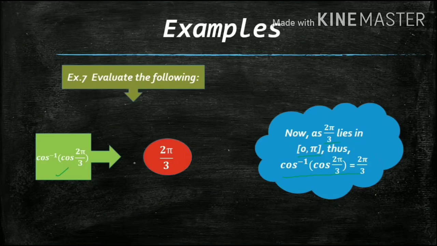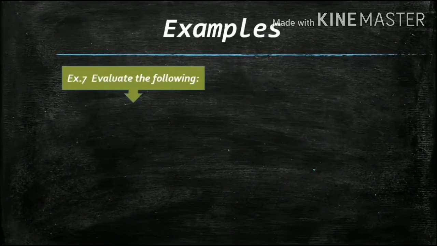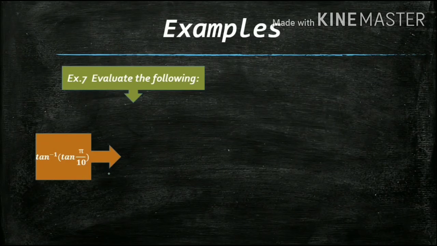If you don't know that property, what you would do? You would first find the value of cos of 2 pi by 3, then find the cos inverse of that angle and then write the answer. But remember the restriction on when this property can be applied. This is important. If it does not lie in this interval, then we'll convert it in a way so that it belongs to this and then apply this property. Now suppose you have to find the value of tan inverse of tan pi by 10.